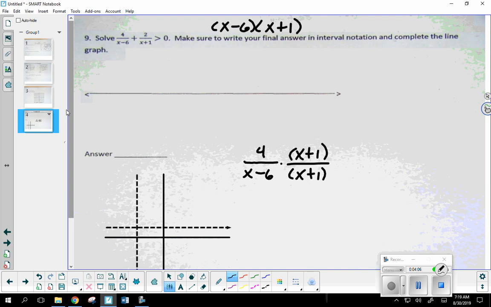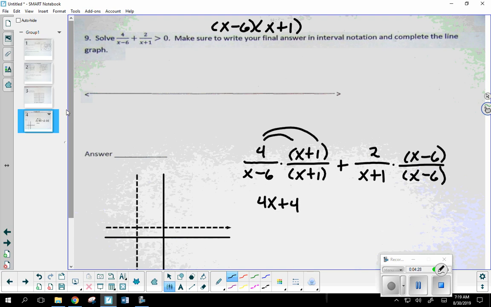Now we have plus 2 over x plus 1. Well, what we're missing here is the x minus 6. Okay, so let's see here. I'm going to go ahead and distribute across the top. So that would be 4x plus 4.